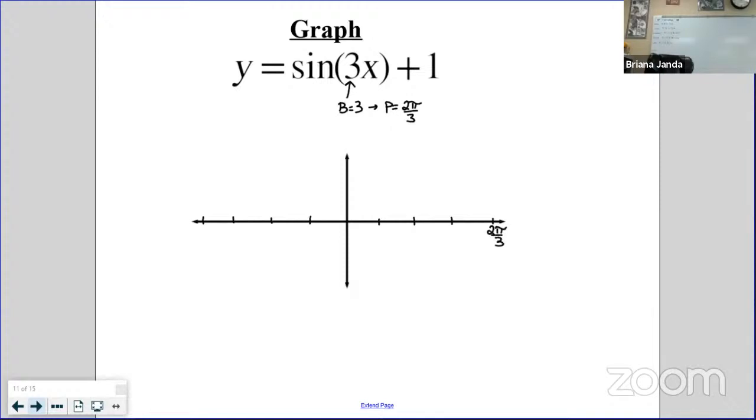We already had that example at the beginning. If it's 2/3, half of that is 1/3, right? So half of that would be labeled as pi over 3. I have a vertical shift of 1 and an amplitude of 1, so I only need to get up to 2 at the most. Draw in my midline, up 1.